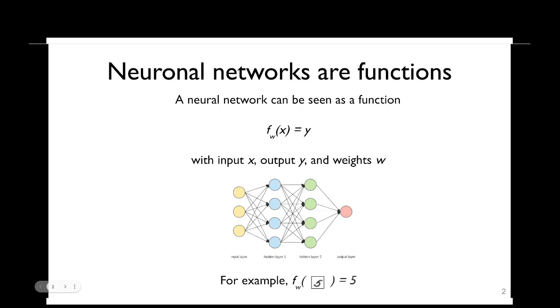So let's look back at how we view neural networks. They're a function f_w of x equals y, and they have a special organization in that we have input neurons, output neurons, and hidden layers in between. And as an example, let's remember again a function f_w that takes an image as input and produces as output the digit 5.